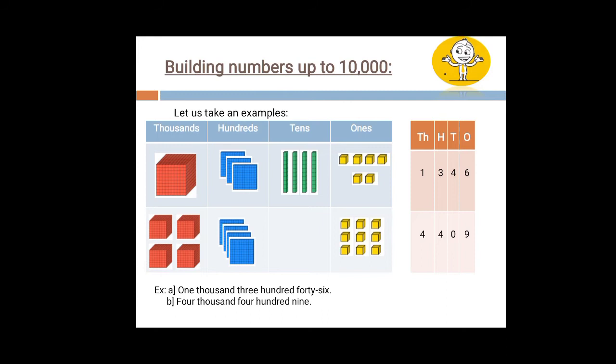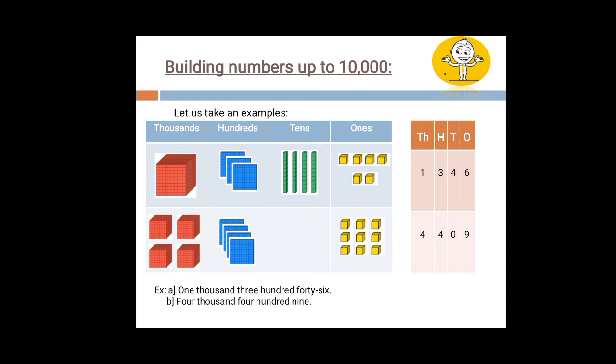On the left hand side you can see at the place of thousands there is one red cube, 3 blue blocks at hundreds, 4 green columns at the place of tens and 6 small units at the place of ones. So you will write the digits like 1 at thousands place, 3 at hundreds place, 4 at tens place and 6 at ones place. Now how will you read this number? You will read it as 1346. Let us take another example.